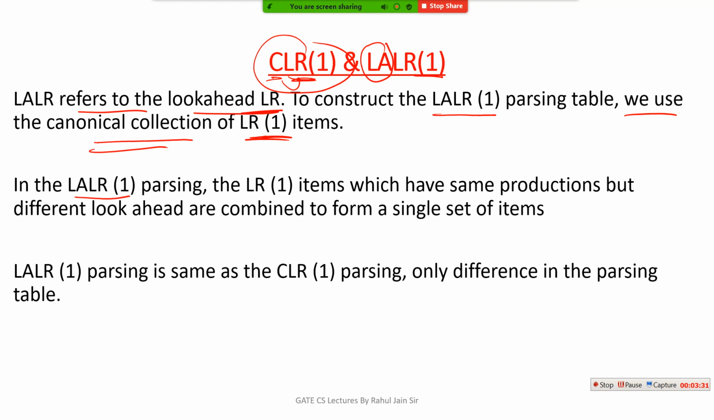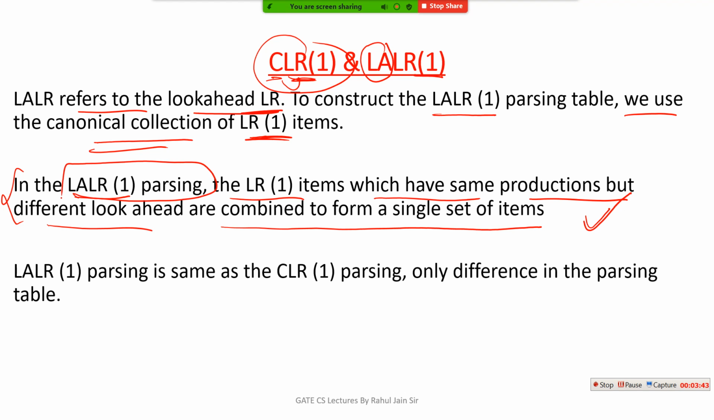In LALR1 parsing, the LR1 items which have the same productions but different look aheads are combined to form a single set of items. This is a very important point. When I make the LALR1 parsing table, you will see that in the CLR1 parsing table, if LR0 items are the same but their look aheads are different, then we have to put the items in different sets. But in the LALR1 parsing table, even though look aheads are different, I will put them into a single set. How I will do it will be clear with the practical example.